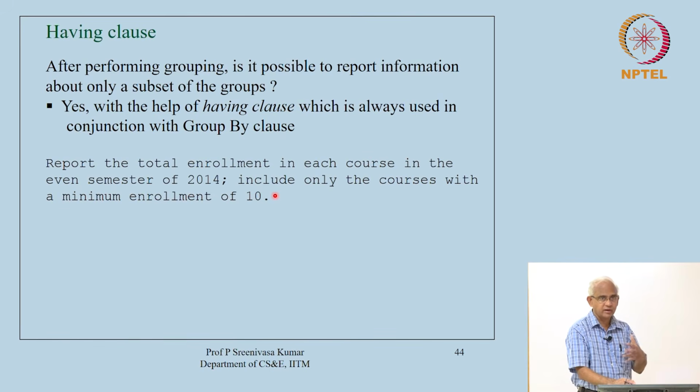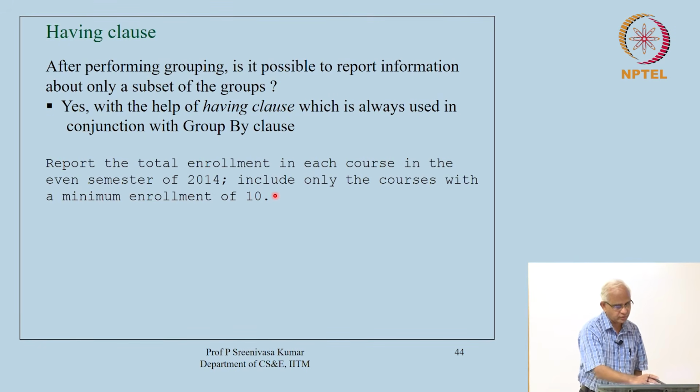So, the usual where clause will not be able to handle this, because the where clause can put conditions on the normal attributes. It cannot put conditions on these aggregated values, because they are not available in the data. They have to be first computed, and only then you can use them for any checking of the conditions.